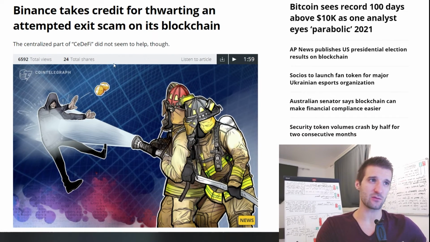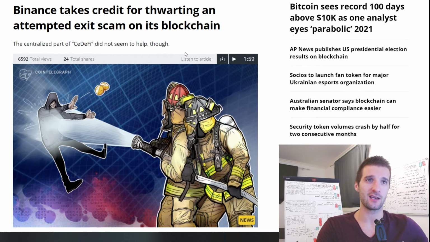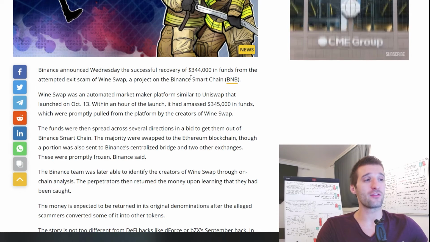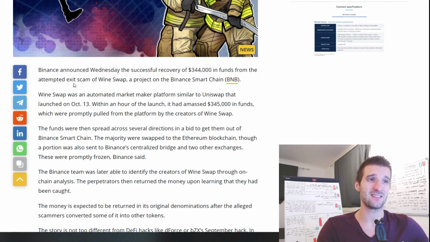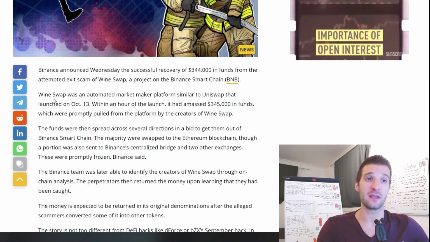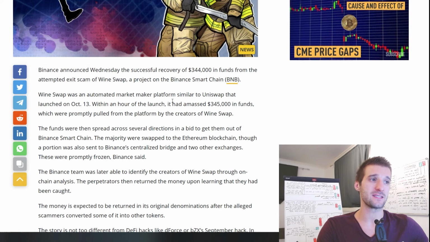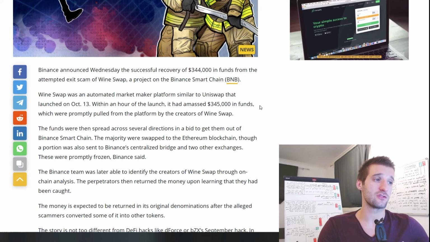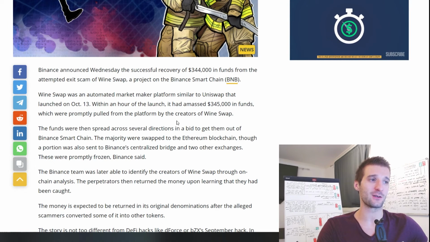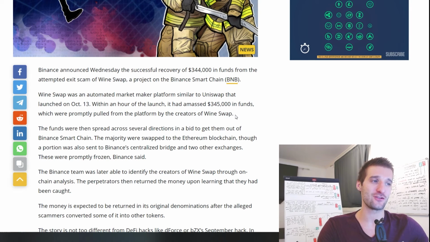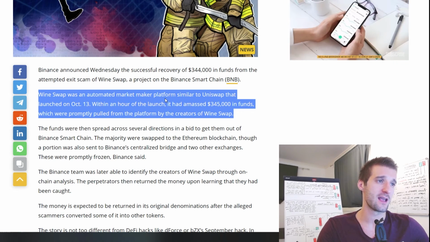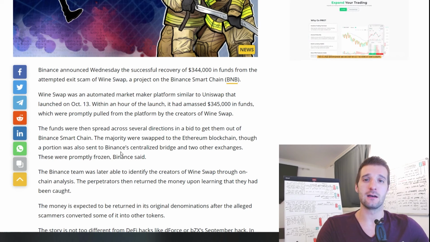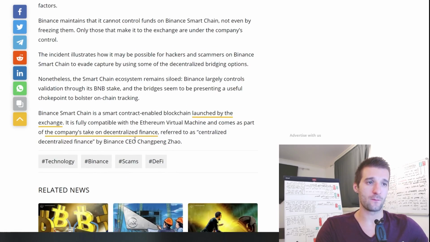Switching to the next one, Binance takes credit for thwarting an attempted exit scam on its blockchain. The centralized part of DeFi did not seem to help though. Binance announced Wednesday the successful recovery of $344,000 in funds from the attempted exit scam of WineSwap, a project on the Binance Smart Chain, BNB. WineSwap was an automated market maker platform similar to Uniswap that launched on October 13th. Within an hour of the launch, it had amassed $345,000 in funds, which were promptly pulled from the platform by the creator of WineSwap. Wow, ladies and gentlemen, as I mentioned in the previous videos, be careful with the Uniswap tokens and what you are doing and buying on that exchange, because it could be fatal for your funds. But fortunately, Binance managed to retrieve that money.